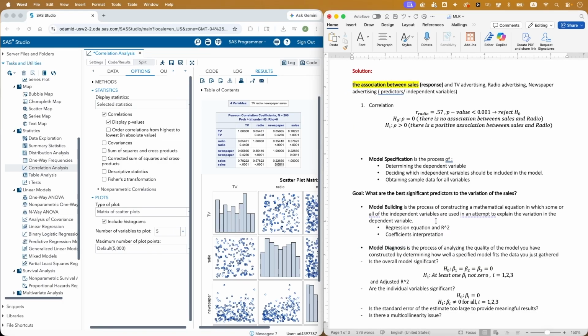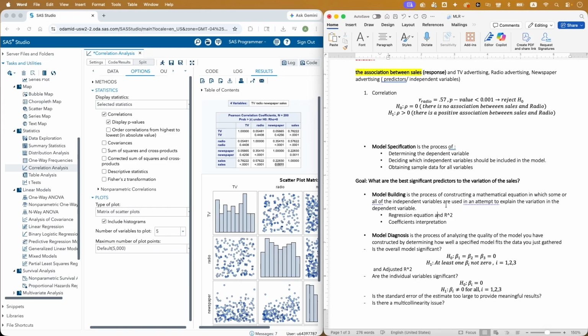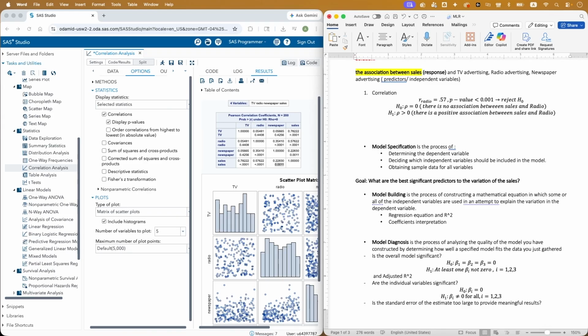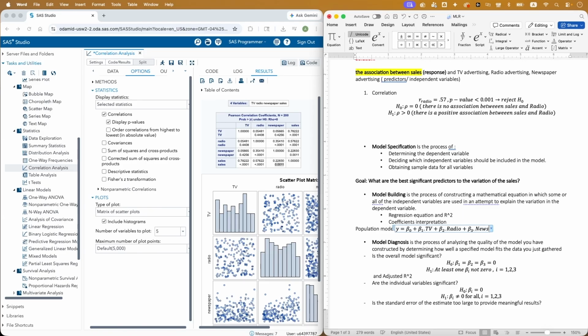After that, we are going to build the model. The very simple model that we are going to build at the beginning, we're going to assume that the population model looks like this: y equals beta naught plus beta 1 times TV plus beta 2 times radio plus beta 3 times newspaper. And y is sales. So for the population model, we have an epsilon here, the error.